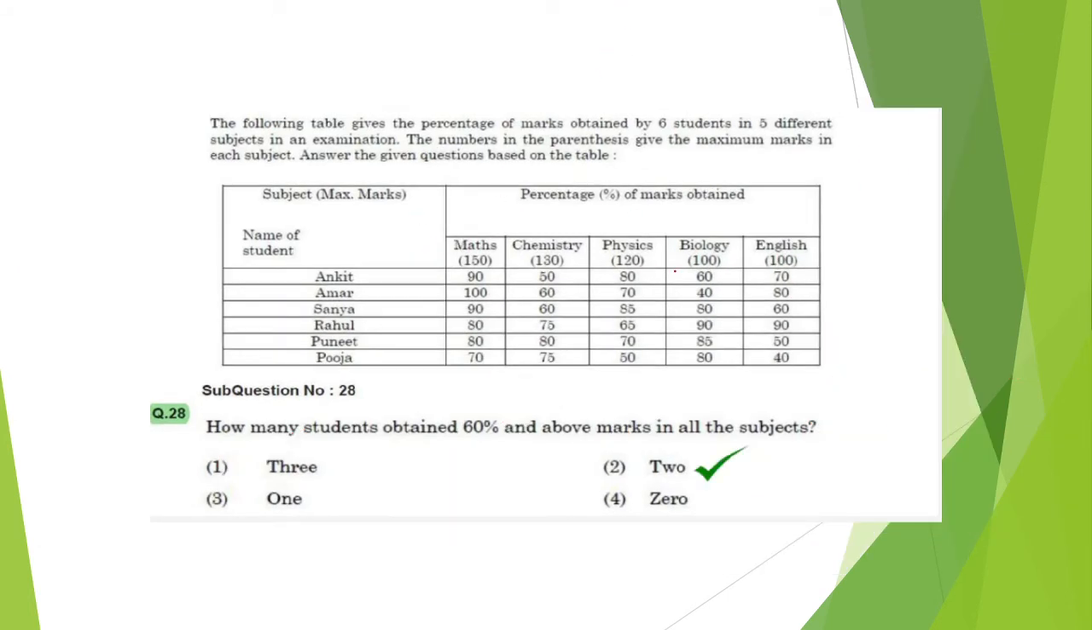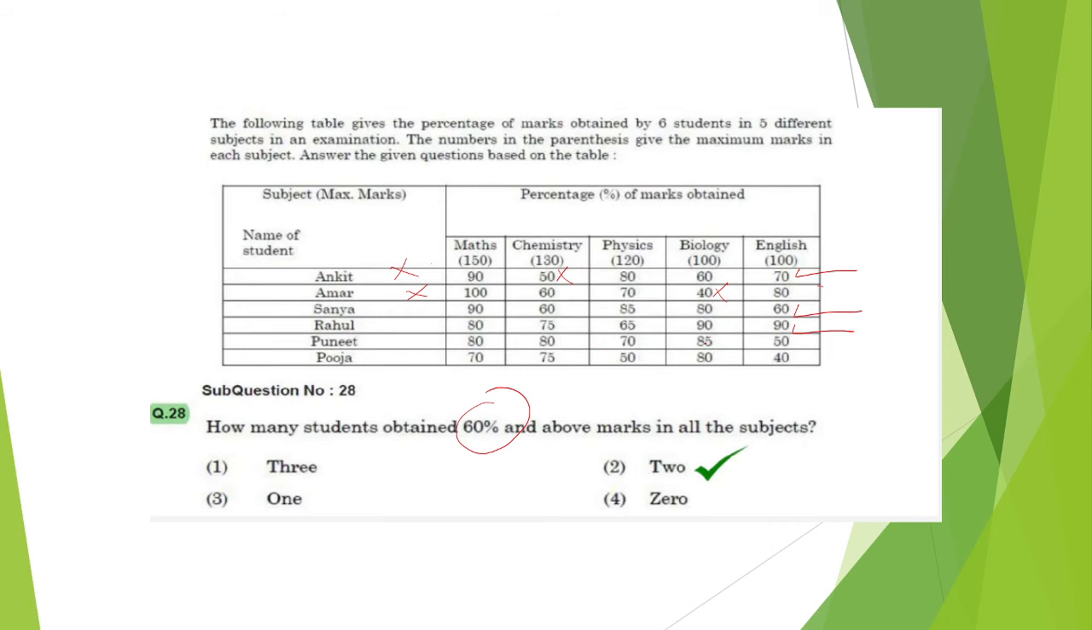Sorry, this is a very observation based question, friends. In all the subjects they should get 60 percentage and above. Here Ankit got 50 percentage, that's why he is not counted. Amar got 40 percentage, that's why he also does not come under this, because in every subject they should have 60 percentage and above. Sanya got more than 60 in all the subjects, so Sanya comes under this. Rahul got more than 65 percentage. Rahul also we can count.